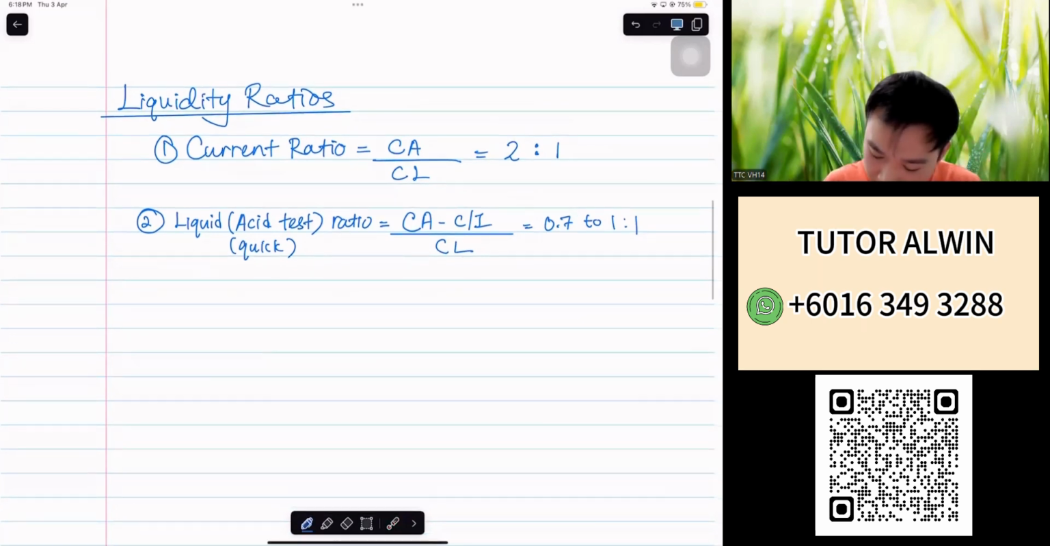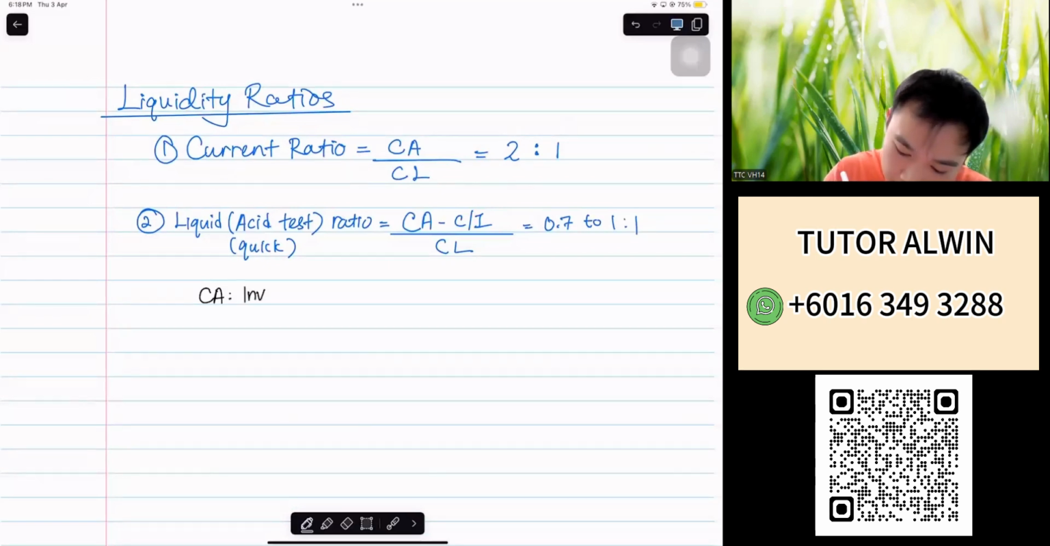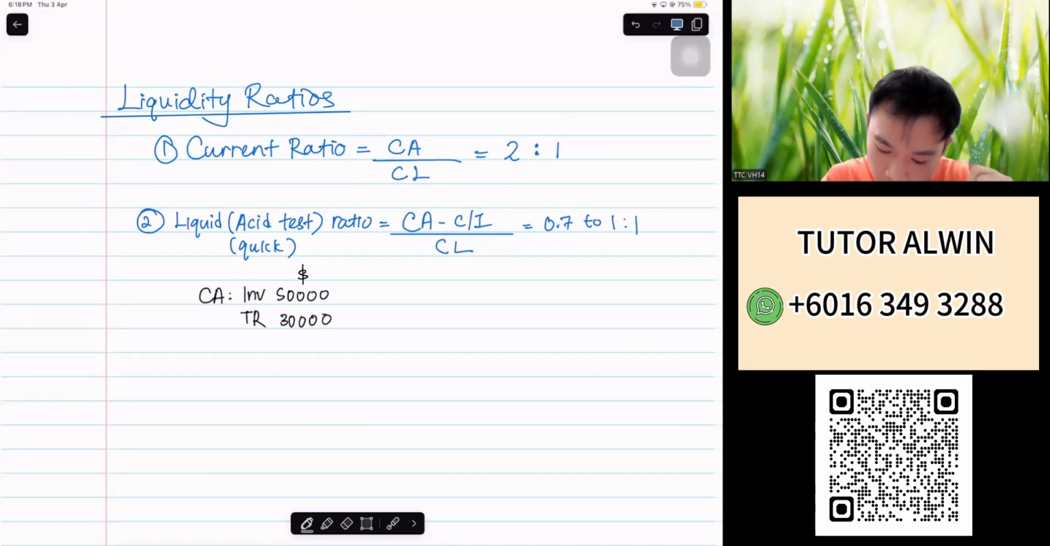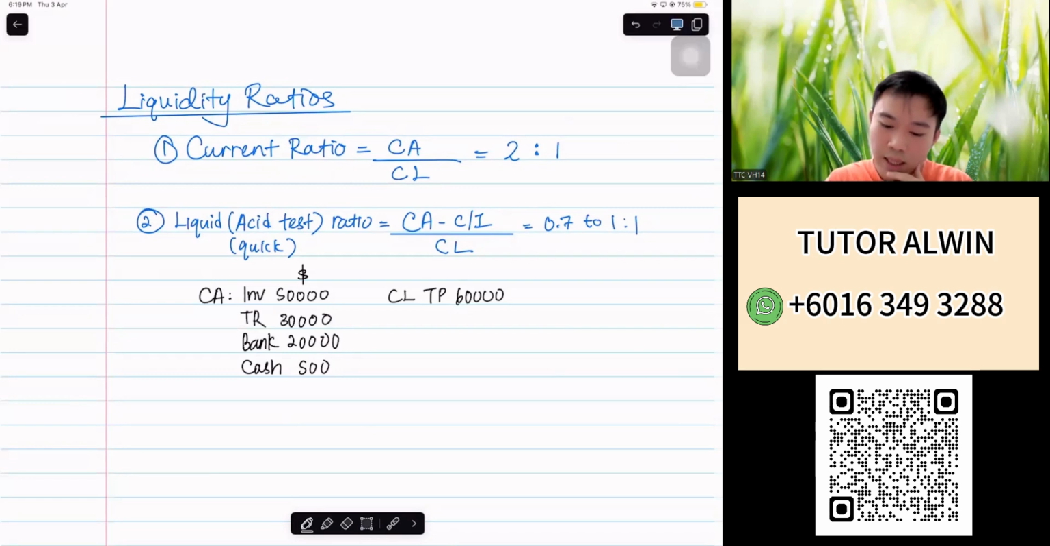So let's give you an example, yeah? Okay, so my current assets: I have inventory. Let's say I have 50,000 of inventory worth in my hands. I have trade receivables who are owing me, say, 30,000. And in my bank, I have 2,000, and my cash in hand is only 500. Okay, bank, let's make it 20,000. And then my current liability is trade payables. I am owing people how much? Let's say 60,000.